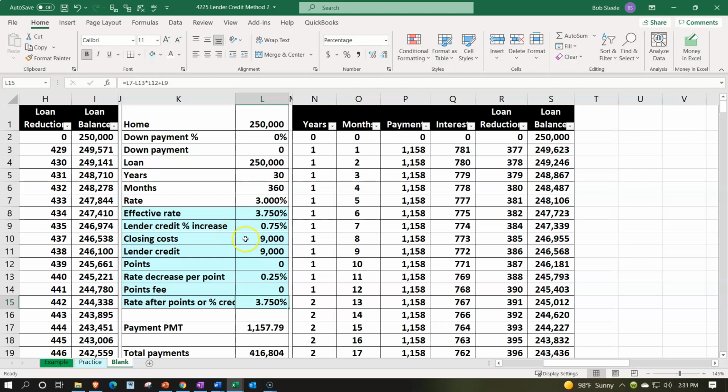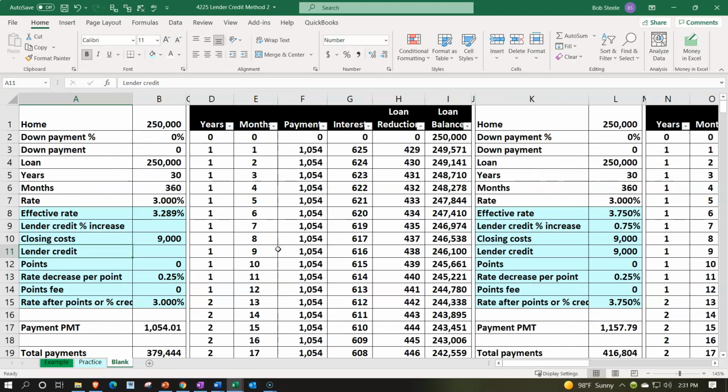So now we have basically a $250,000 loan, and we got a credit up top that paid for the closing costs here, versus over here where we got the $250,000 loan at basically the 3%. You can see the difference in the effective rate. The effective rate when we take on the credit is higher, which is what you would expect, because the bank is going to want to make their money. They want to make it worth their while. They're going to make the money back over the life of the loan.